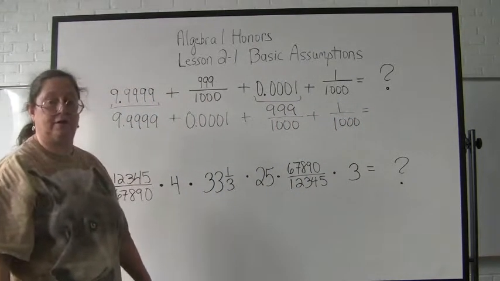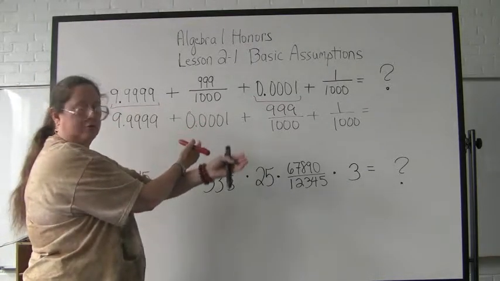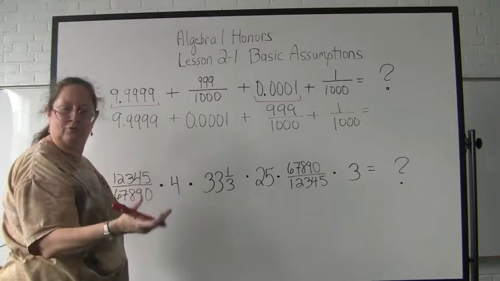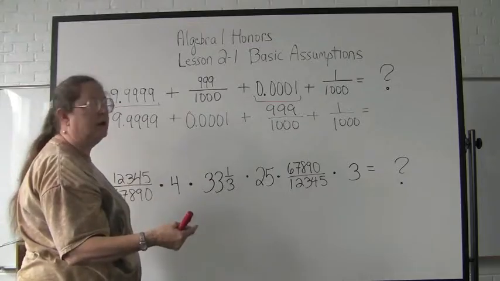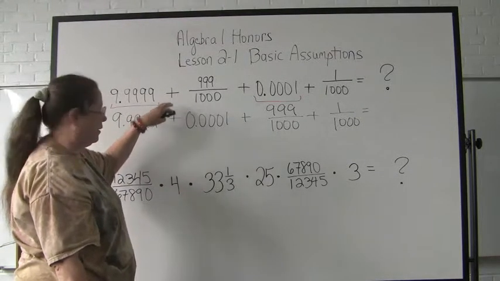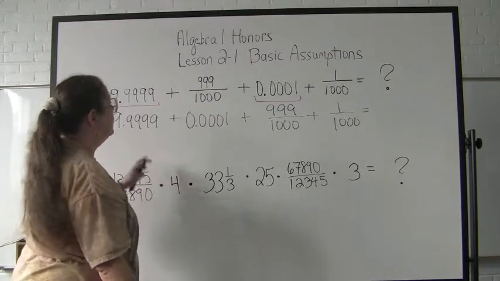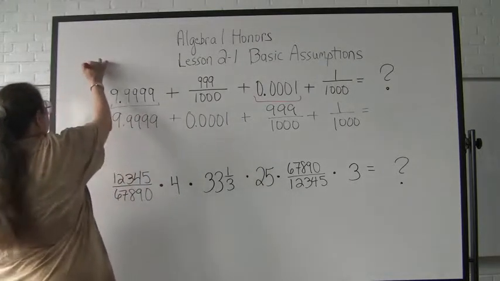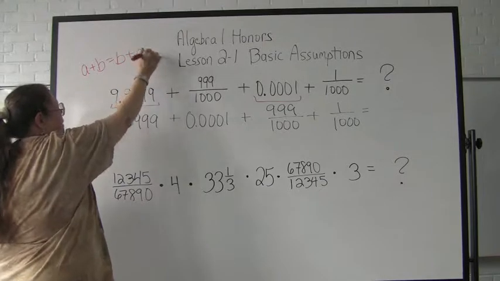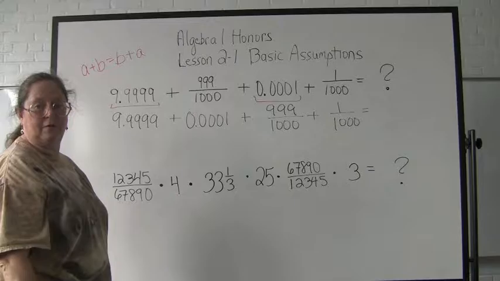Now, the property that allows me to swap two numbers is called the commutative property. Commute, like to commute back and forth to work. Commutative property of addition if we're talking about using it with addition, or of multiplication if we're talking about using it with multiplication. So, swapping and saying that A plus B equals B plus A, which is sort of absurdly obvious to most people, is called the commutative property.